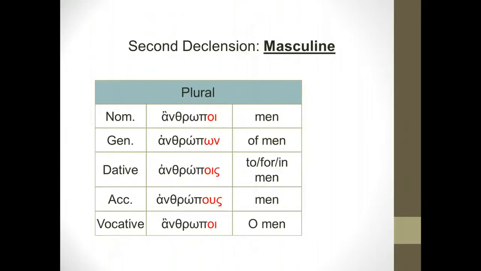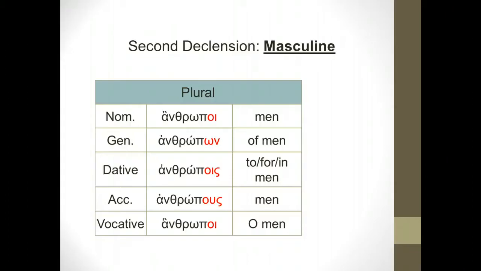Here's the plural version. Anthropoi is men. Anthropon is the plural genitive, of men. The plural dative, anthropois, to, for, in, or by men. Or just the simple accusative, anthropous, men. And then in the vocative, we have anthropoi, O men.